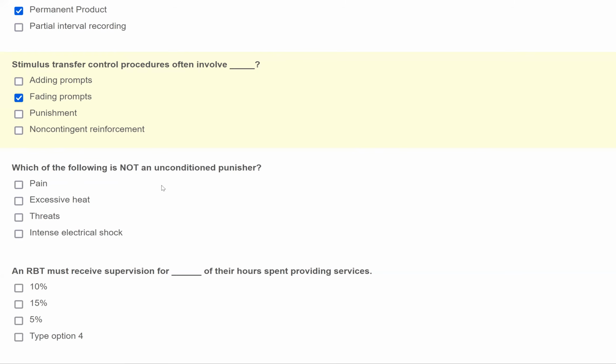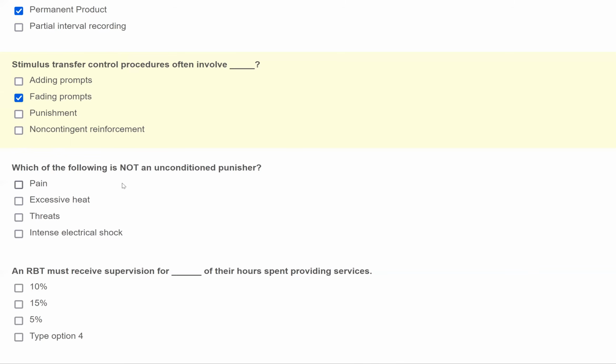Excessive heat, no matter how much you enjoy the heat, if it gets too hot, that will function as a punisher. Threats. Threats are not unconditioned. Threats don't even work on some people, right? Threats involve a series of learning histories, SDs and punishment in the presence of SDs to develop these threats as conditioned punishers. They're learned. Intense electrical shock, again, you might be able to withstand a certain amount of shock. In the end, though, intense electrical shock is going to be unconditioned. You don't need to learn this is a punisher, okay? That pain is enough signal as it is, okay?